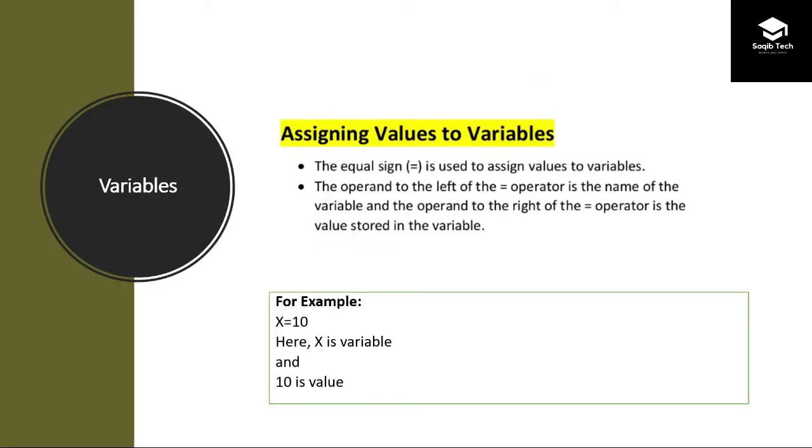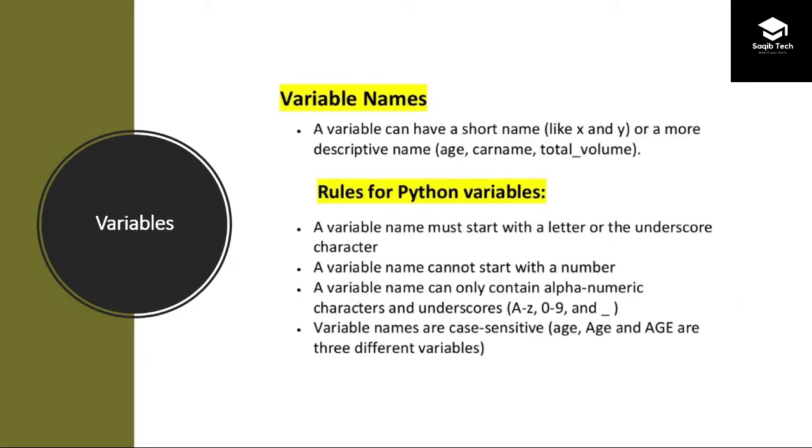For assigning values to a variable, the equal to sign is used. The operand to the left of the operator is the name of the variable. For example, I am declaring x is equal to 10. x is equal to 10 means that we are assigning 10 to the variable x. So on the left side is x and on the right side is the value. So x is a variable and 10 is a value.